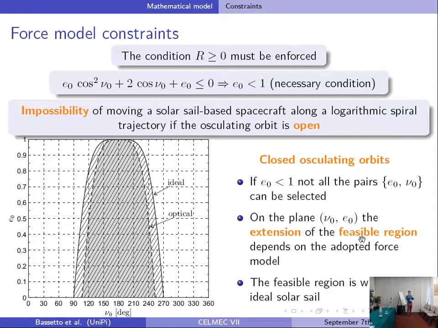That is to say that it is impossible to move a solar sail-based spacecraft on a logarithmic spiral trajectory if the osculating orbit is open. For closed osculating orbits, instead, not all the pairs e0 and nu0 can be selected, however. And on the plane nu0, e0, the extension of the feasible region, of course, depends on the adopted force model, as expected. In particular, for an ideal solar sail, this region is wider.